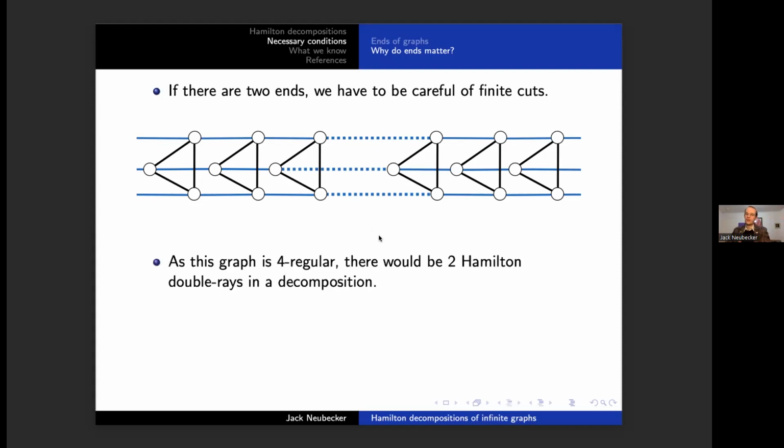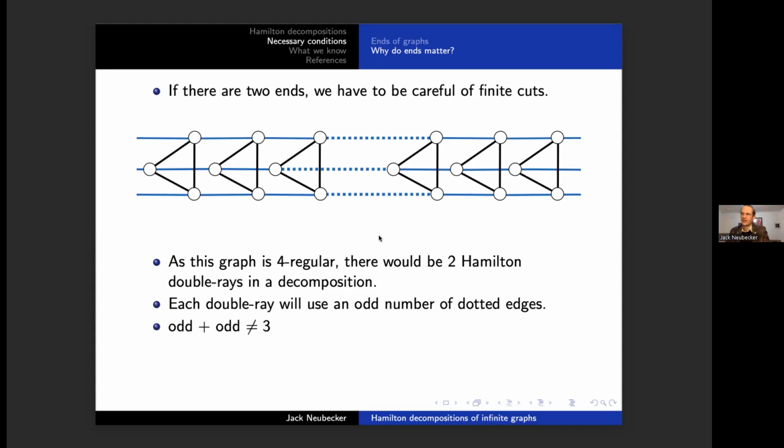Clearly, if I remove these, then the graph has two separate infinite components, one on the left, one on the right. Well, you'll also notice that this graph is four regular, which means if I color the edges into Hamilton double rays, I would need to use two colors. Well, each Hamilton double ray needs to use an odd number of dotted edges because it needs to have one end on one side and one end on the other side. How many times does it cross over? It has to be an odd number of times. Well, it's not hard to convince yourself that you can't add up two odd numbers and cover these three edges. So we can comfortably say that it's just not possible to Hamilton decompose this graph, which is a shame, but it's a fact.